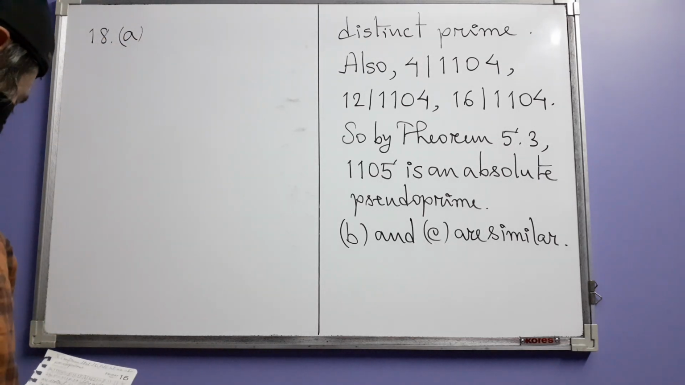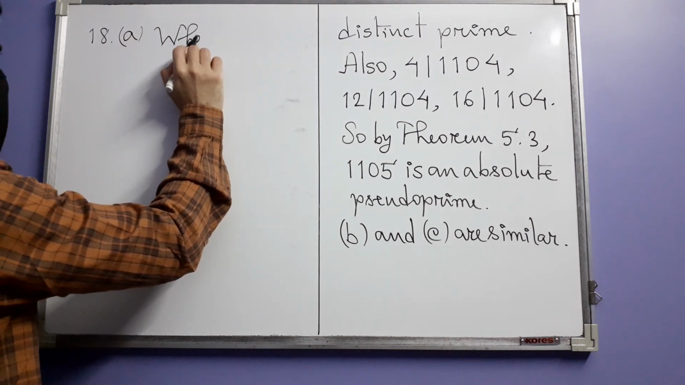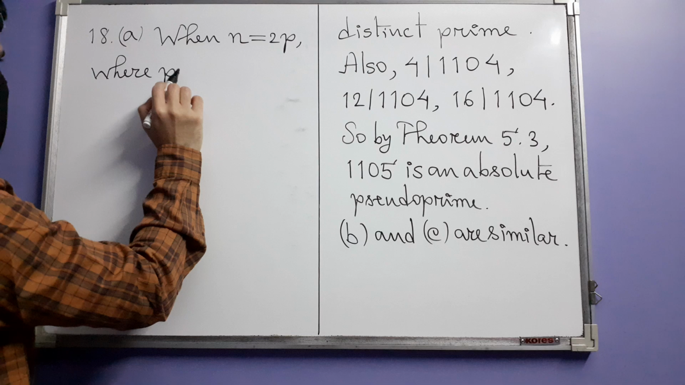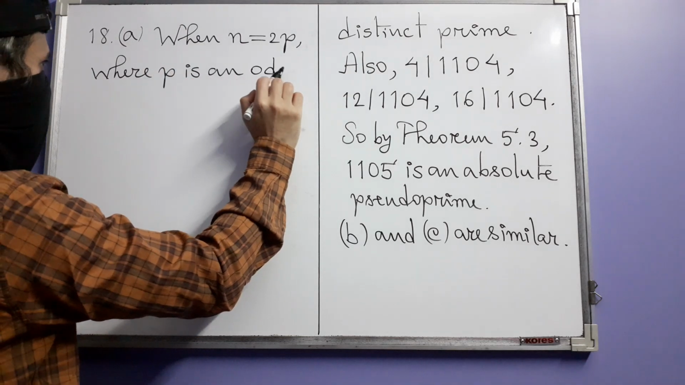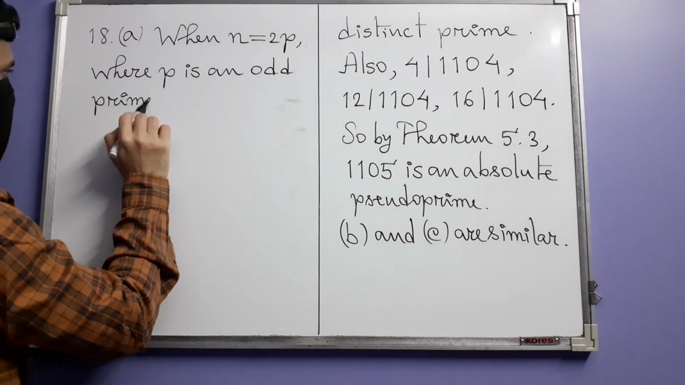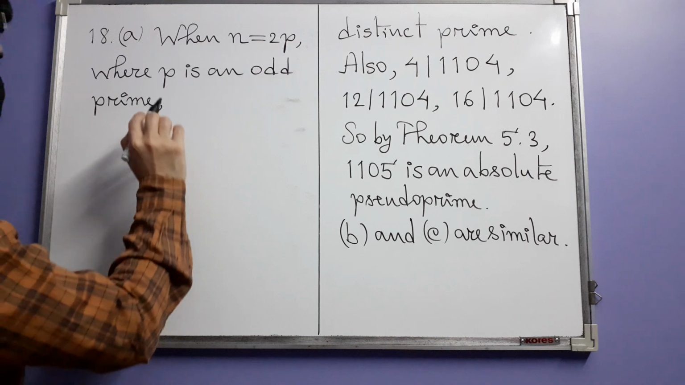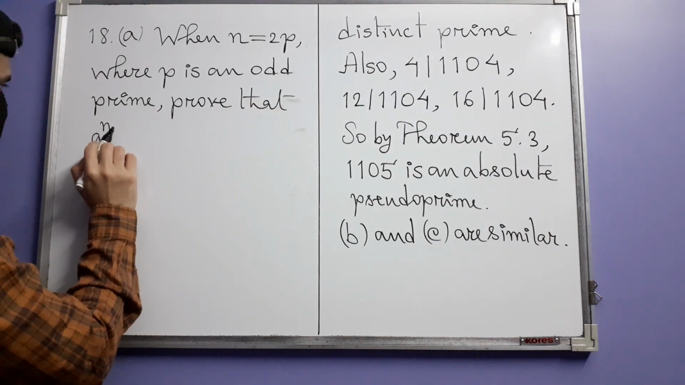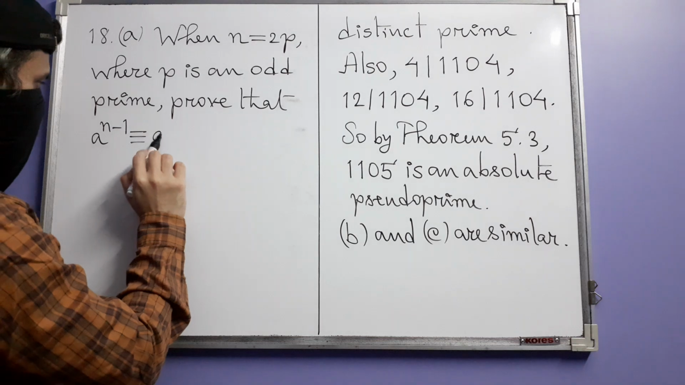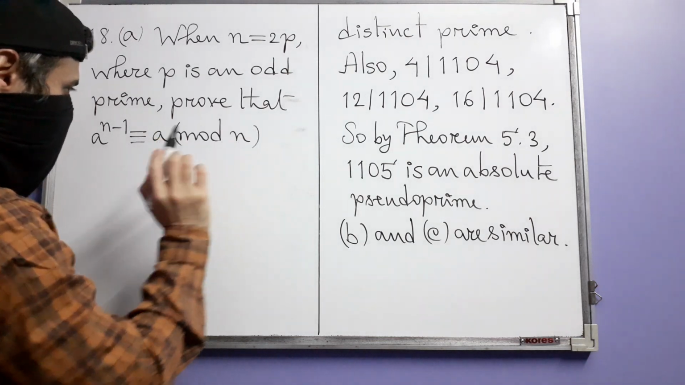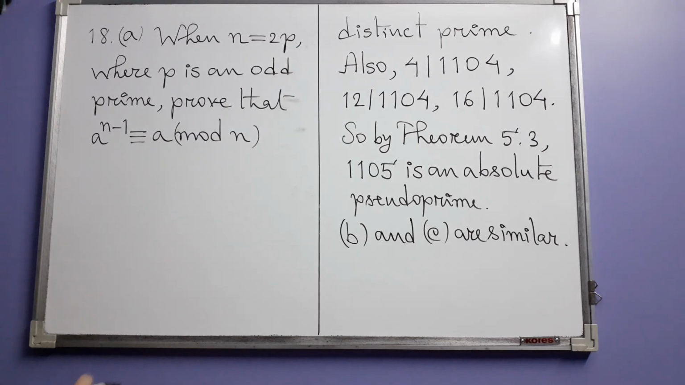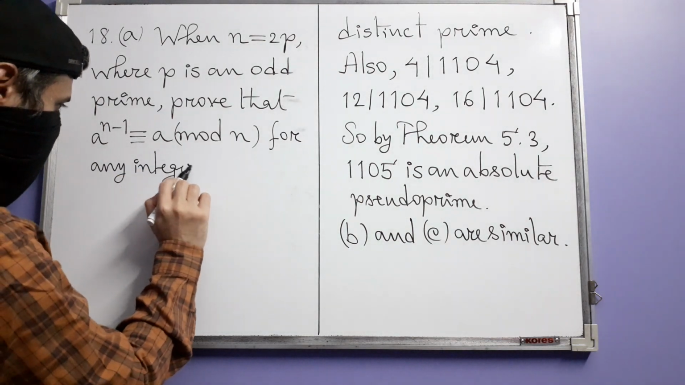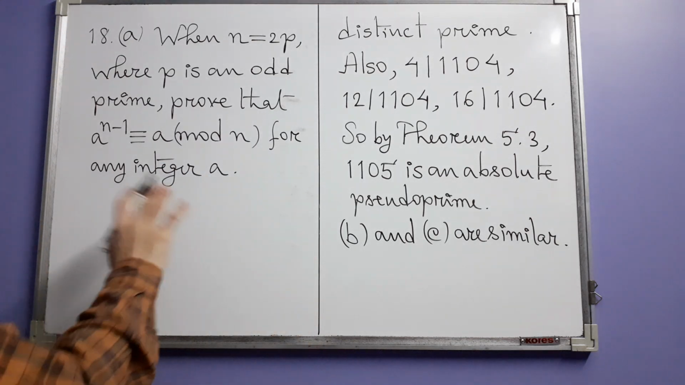This one has 2 parts. When n equals 2p, where p is an odd prime, prove that a to the power n minus 1 is congruent to a modulo n for any integer a. Now, before we see part B, let us solve this one.